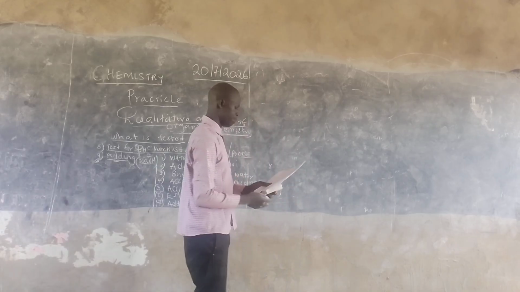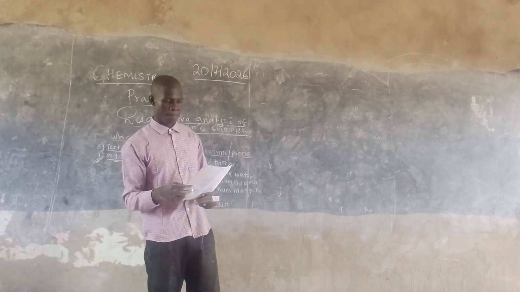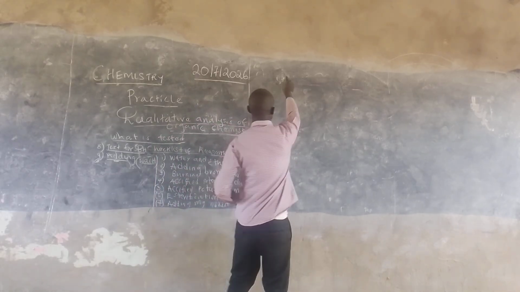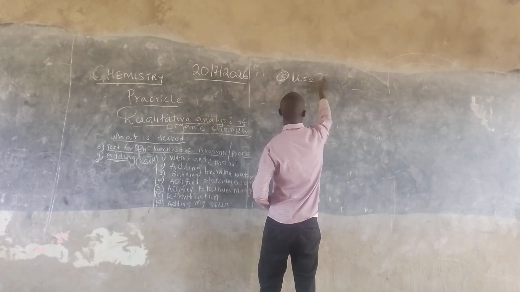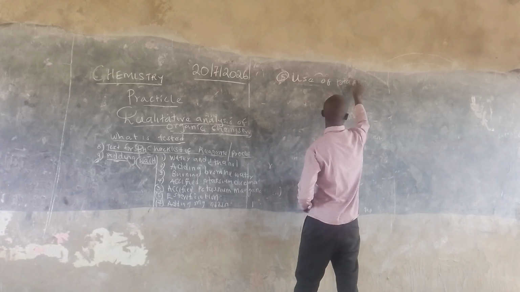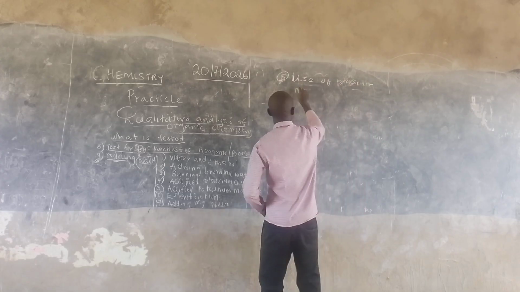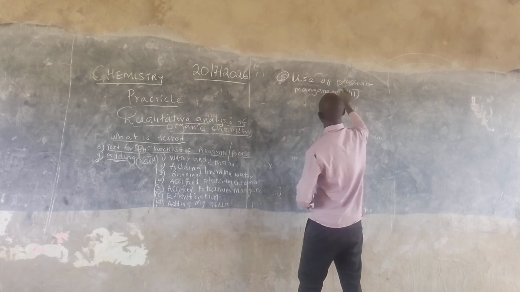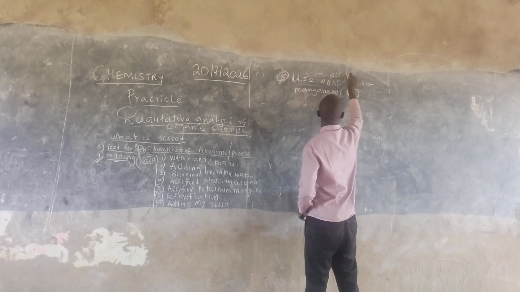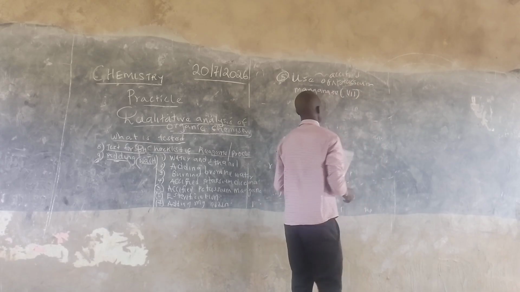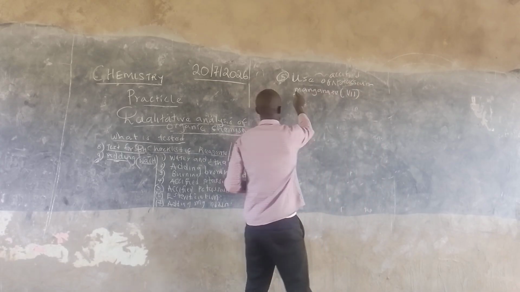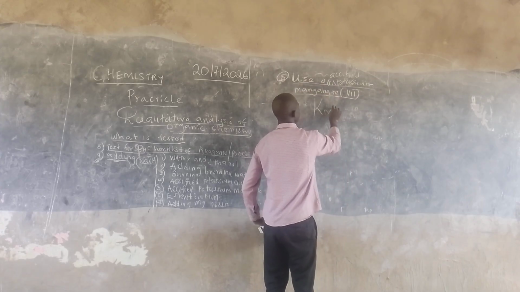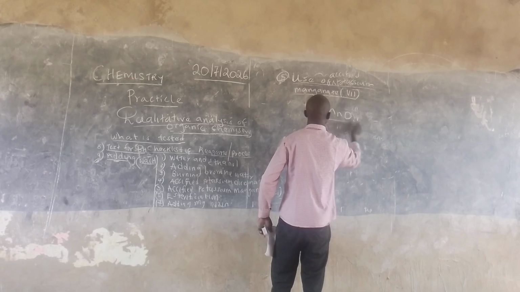Let us talk about use of potassium manganate 7. That's number 5. Use of potassium manganate 7. Remember, it should be acidified. If it is not acidified, it cannot be used. Say acidified potassium manganate 7. The formula is acidified potassium manganate 7.